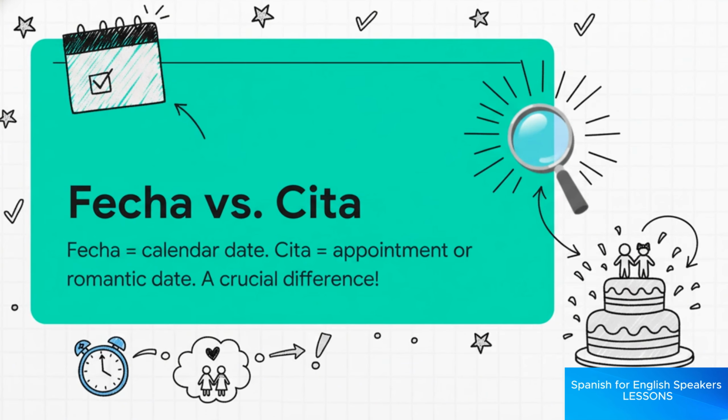And finally, here's a fantastic vocabulary tip that could save you from some awkward moments. Fecha is the calendar date, like on the wall. Cita, on the other hand, is an appointment, a meeting, or even a romantic date. You have a cita with your doctor, and you have a cita with your crush. The anniversary of that first date, though, that's a fecha. You can see how mixing those two up could get a little weird.